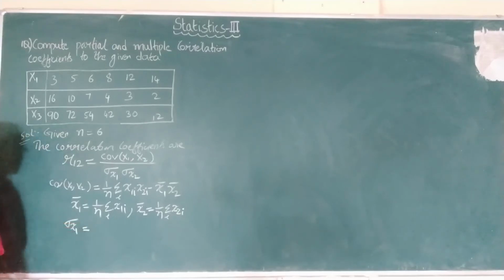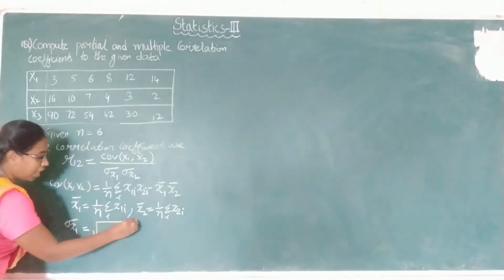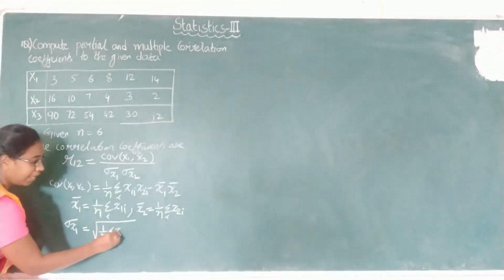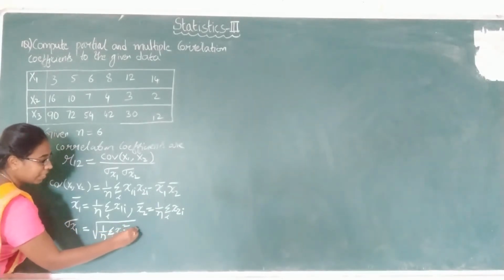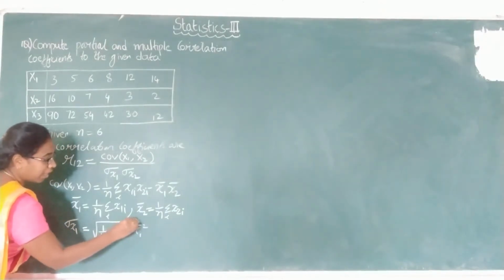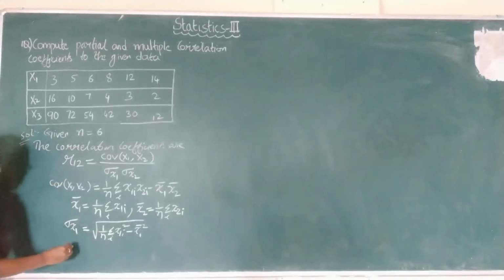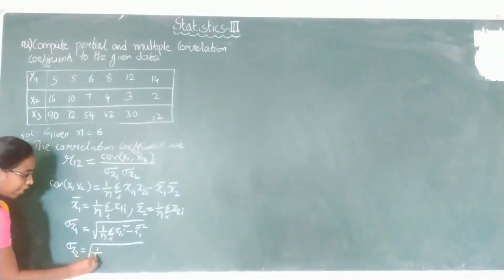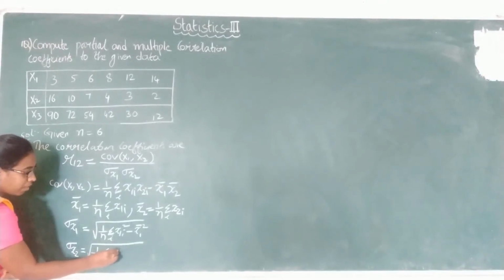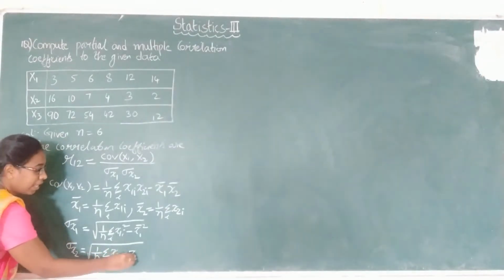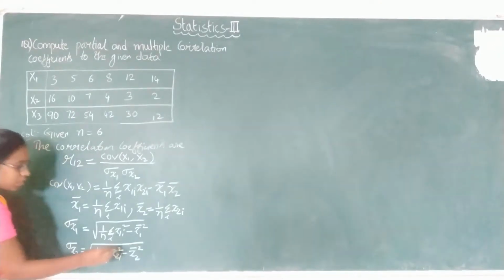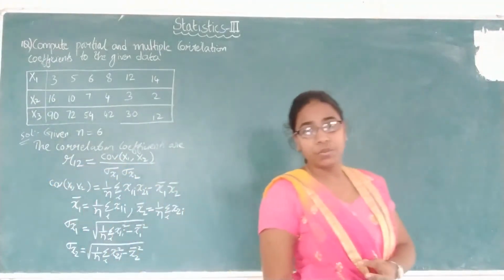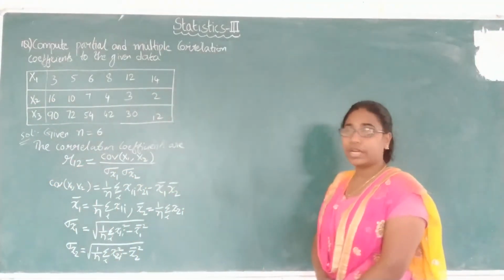Now write down the formulas for sigma x1 and sigma x2. Sigma x1 is the standard deviation of the first variable: square root of 1 by n summation over i of x1i square minus x1 bar square. This is the sigma x1 formula. Similarly, sigma x2 is the square root of 1 by n summation over i of x2i square minus x2 bar square. So this is the formula for R12, the correlation between x1 and x2.